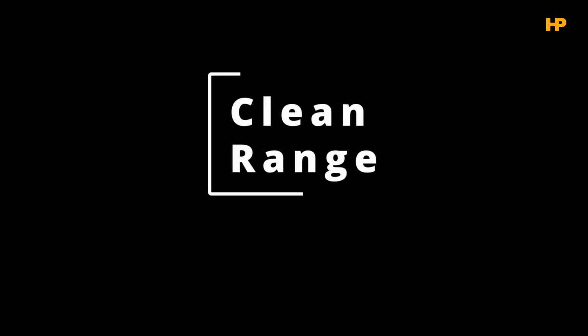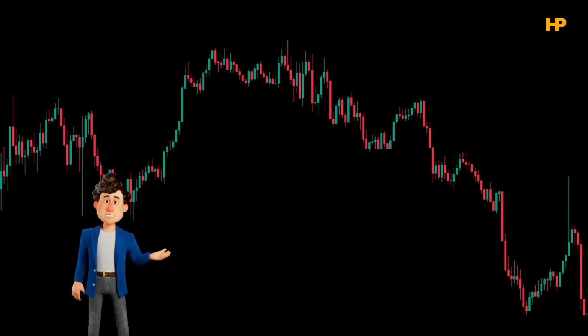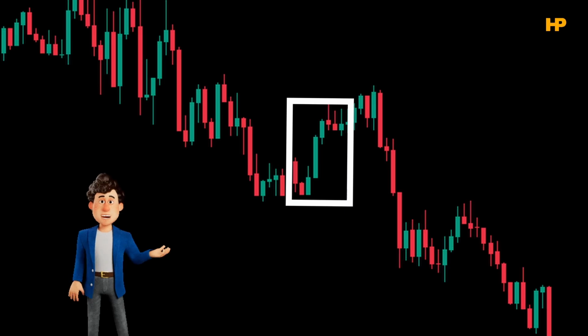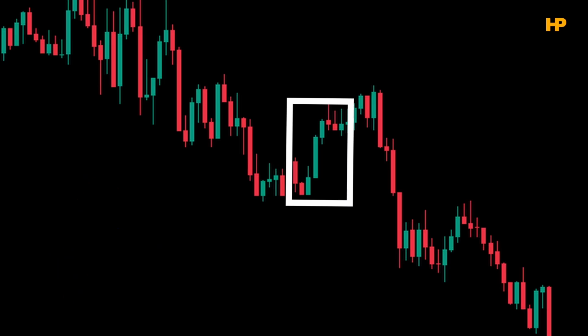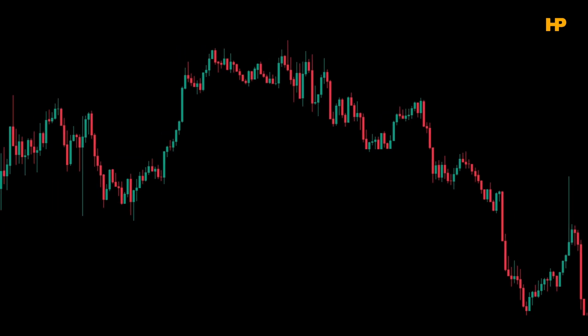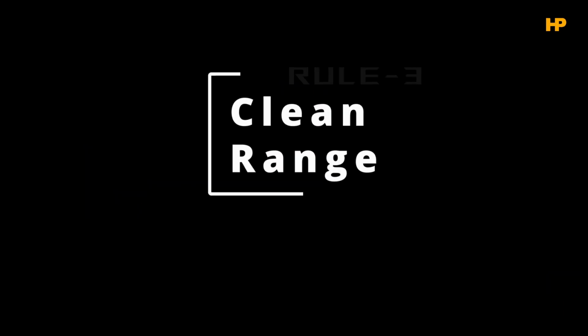The rule number 2 is look for a clean range to mitigate. A clean range is a price zone where the market consolidates. Think of it as a battleground between buyers and sellers. These ranges are where institutions build their positions. Look for areas where price moves sideways, forming clear highs and lows. Avoid choppy, messy zones where price action looks like a scribble. The rule number 3 is the range must be significant.